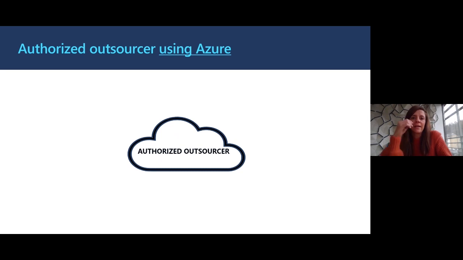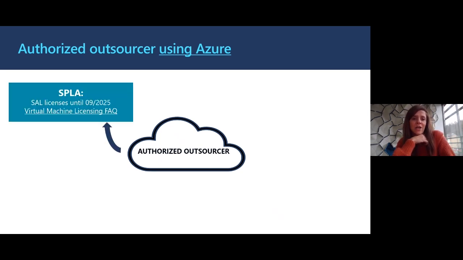Now let's take a quick look at if you're a partner providing services on an Azure environment. You may bring some SPLA licenses to Azure, the SAL licenses, but as you might have read, we will remove this ability to outsource SPLA licenses to listed providers. There's a 3-year period for this until September 2025, at the end of which providers will have to stop using SPLA licenses with listed providers.